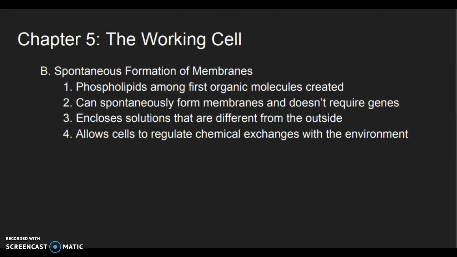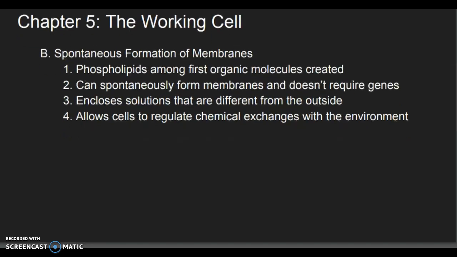Now, the formation of this membrane is really unique because phospholipids were among the first organic molecules created, and this membrane is very important because it allows the cell to regulate chemical exchanges with its environment. Now, because organisms are open systems, in order to survive, they need to communicate with their environment to make sure that they have all of the proper nutrients and growth factors and everything else that they need to survive, which is why these cells need to regulate exactly what's going inside of them and what's going outside of them so that they can function.